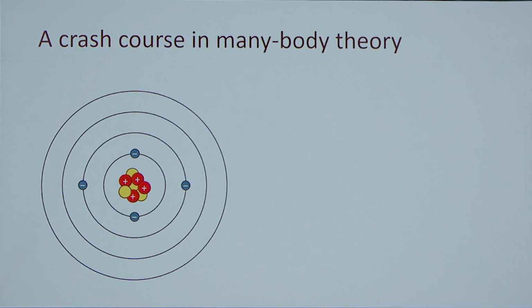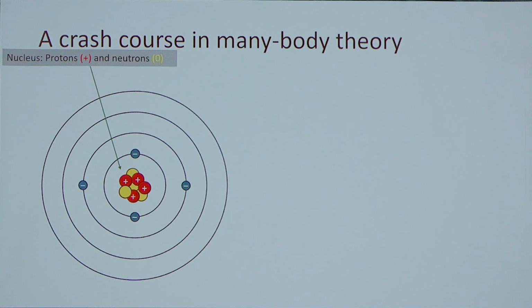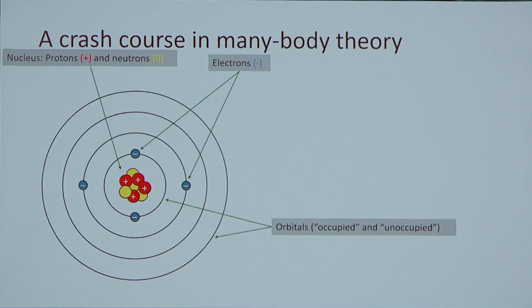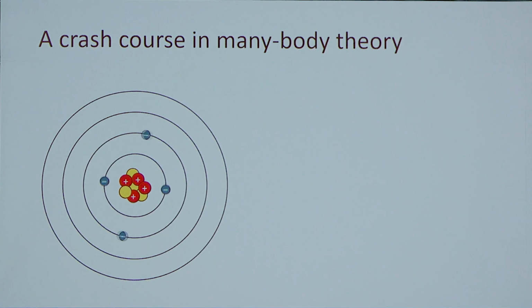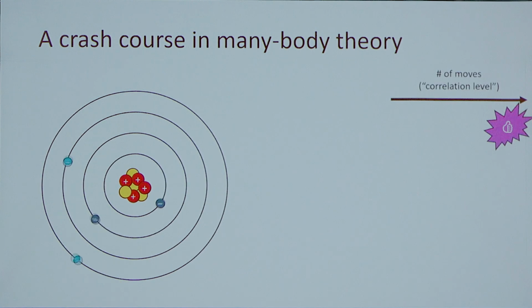So we know that molecules consist of atoms, and in each atom, you have the nucleus consisting of protons and neutrons, and you have electrons that go around the nucleus in a region of space we call orbitals. And these orbitals can be filled or they can be empty. Okay, so with our models, we describe how these electrons move around the nucleus, and we can make the model more accurate by moving the electrons one at a time or two at a time, and by moving more and more electrons at the same time, we make the model more accurate.